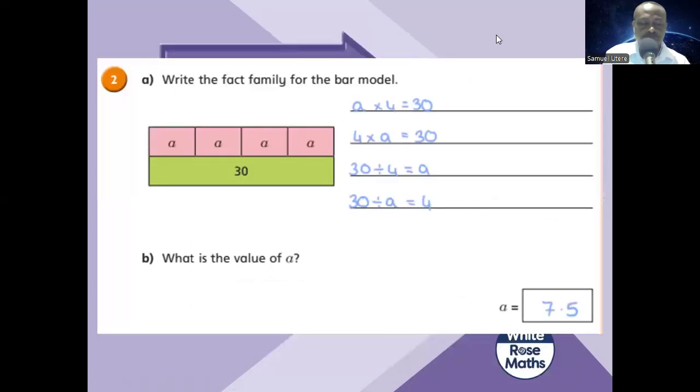Here we're asked, write the fact family for the bar model. Okay, here we have A lots of 4. Yeah, or sorry, 4 lots of A. Yeah, and then you can rewrite it as commutative, which is 30 divided by 4 is equal to A, or 30 divided by A is equal to 4. But which one would help us get A? Obviously, it's this one. And our answer will be 7.5.